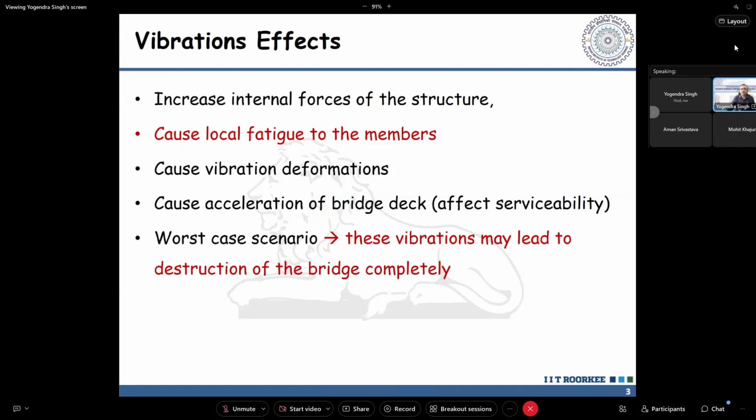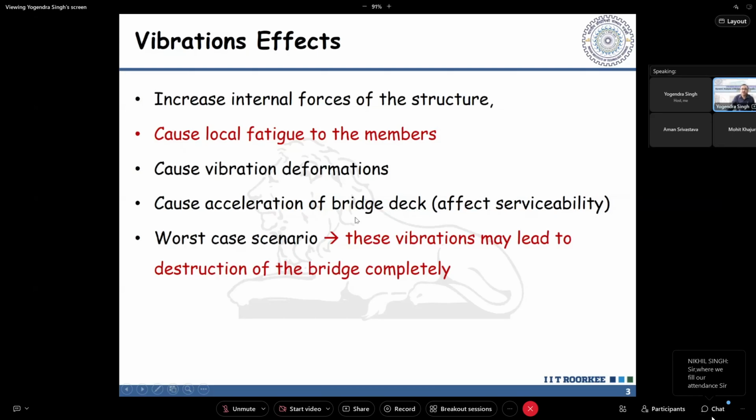discomfort. When there is high acceleration, our body is sensitive to acceleration, but our body is not sensitive to displacement and even to velocity. But when acceleration is there, our body is very sensitive. And when there is an acceleration on the bridge, that causes discomfort to the passengers. They feel unsafe. And if the wheel loses its contact with the rail, there can be derailment.